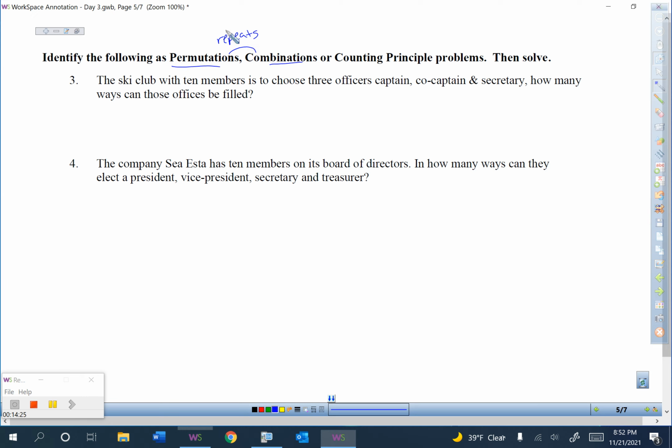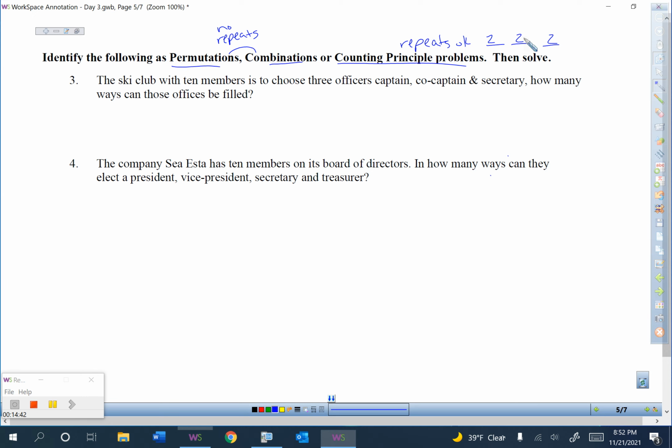Okay, difference between permutation and combination. Permutation, you're going to see words that mean order or ranking, and combination is just a group or a collection of items. So first up it said, the ski club with 10 members is to choose 3 officers, captain, co-captain, and secretary, and we want to find how many ways those offices can be filled.